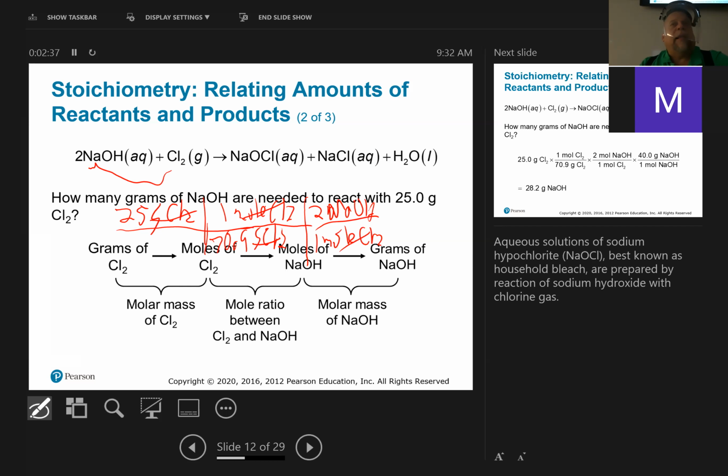Now what's the next part? Converting into grams. So look at sodium, it's 23 plus 17 is 40. So now 1 mole of sodium hydroxide is 40 grams of sodium hydroxide. The moles cancel, and now all you do is the math. Now, with this problem, did they ever go to the product side? No, it's based on just the reactants.